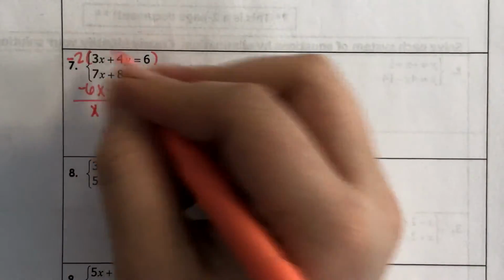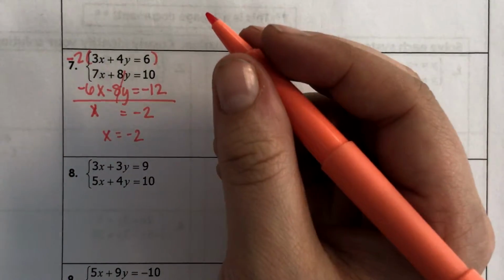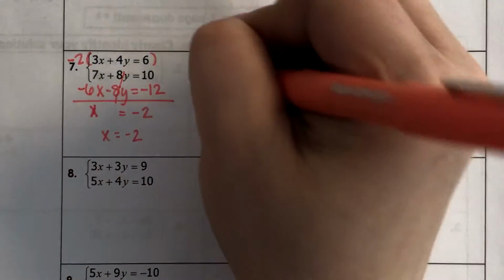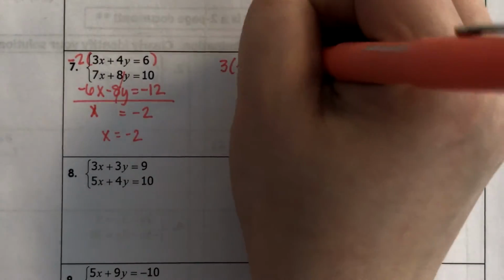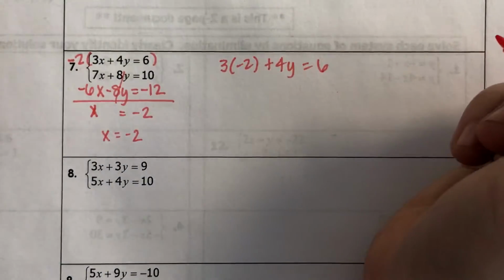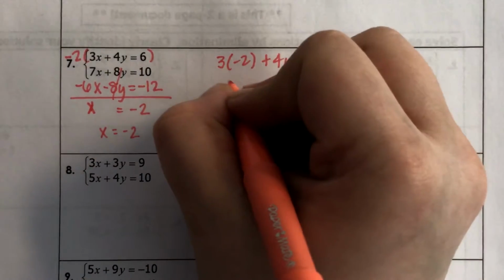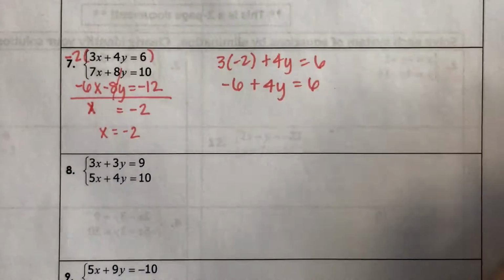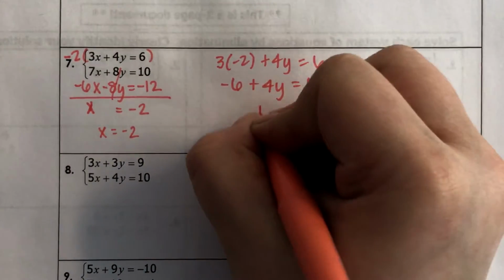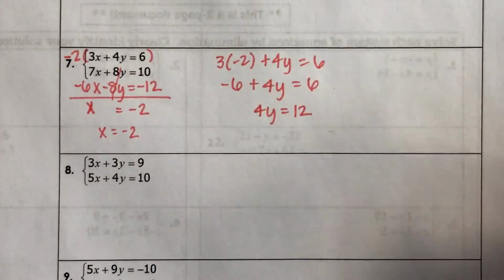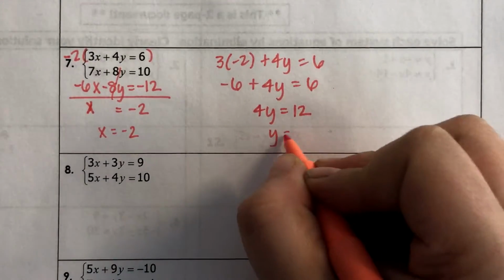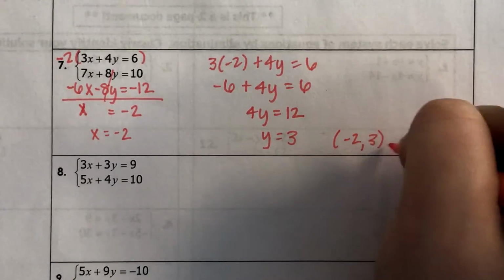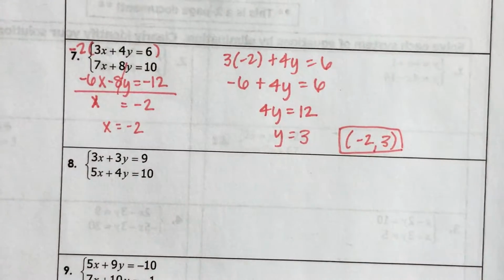So all I have to do is plug this in. Let's plug it into the first one. So 3 times negative 2 plus 4y equals 6. Well, 3 times negative 2 is negative 6 plus 4y equals 6. If I add 6, I get 4y equals 12. Divide by 4, y equals 3. So my solution is negative 2, 3.